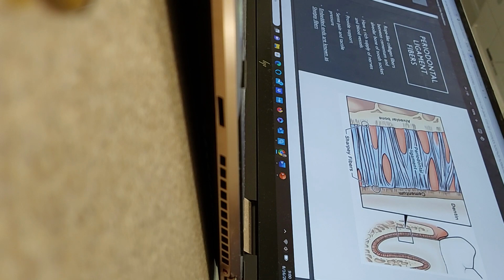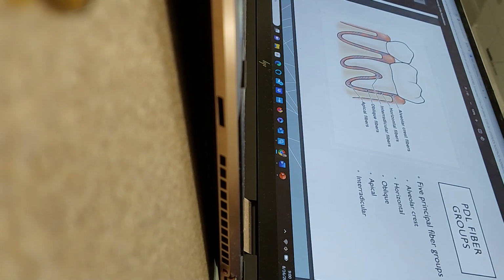You've seen this before, okay? Here's the PDL fiber groups. The alveolar crest fibers, horizontal fibers, interradicular fibers, oblique fibers, apical fibers. So apical is at the apex. Oblique just means... not horizontal. Diagonal. I need more coffee.